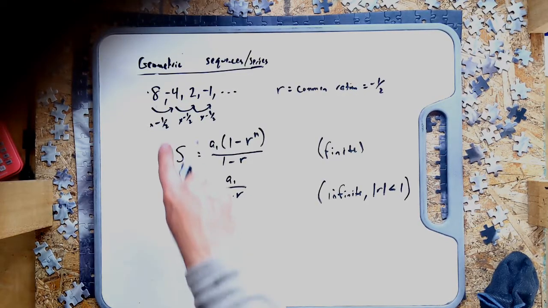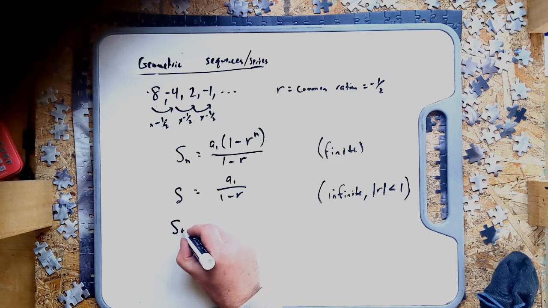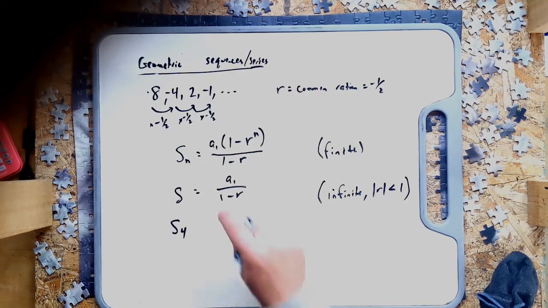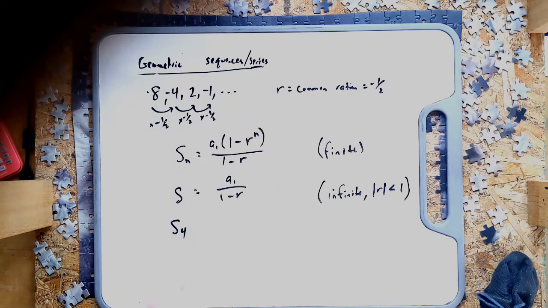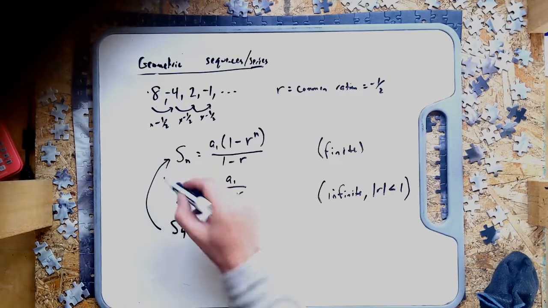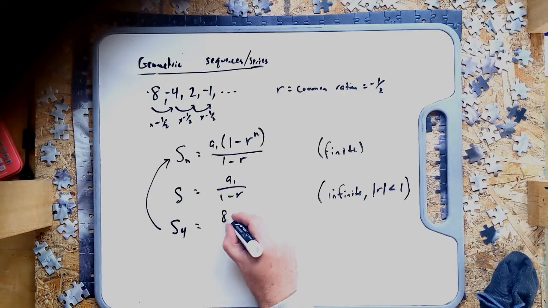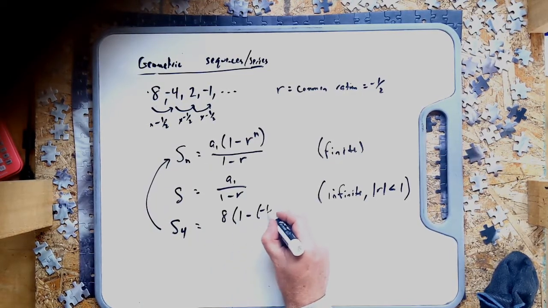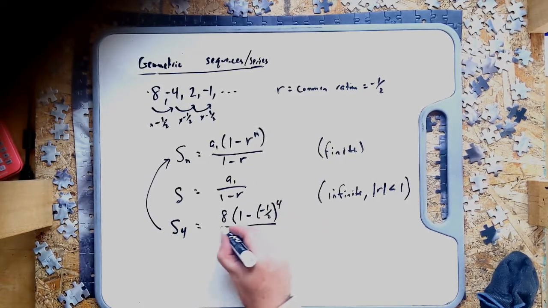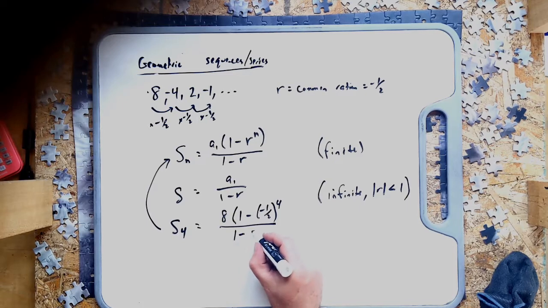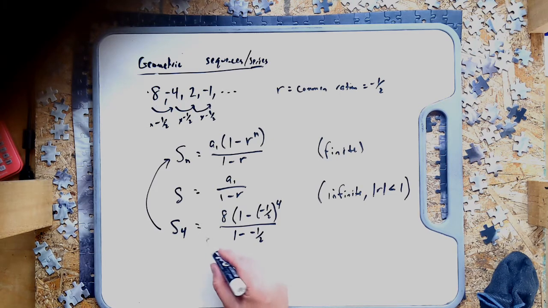All right, let me apply this to this. First of all, I'm going to find the sum of the first 4 terms, which I can see is just 8 minus 4, plus 2 is 6, minus 1 is 5. I'll show you get 5. So it's a finite one if I'm doing the first 4 terms, so I'm going to use this one. a1 is 8, times 1 minus negative 1/2 to the n, which is 4, over 1 minus negative 1/2. That doesn't really look like it's going to give you 5 particularly, but it will.